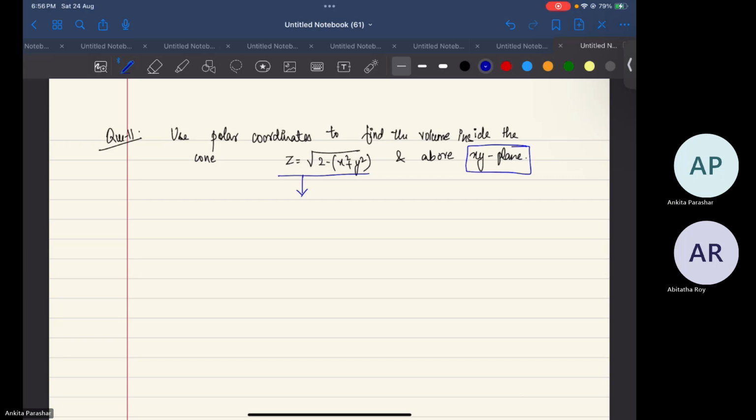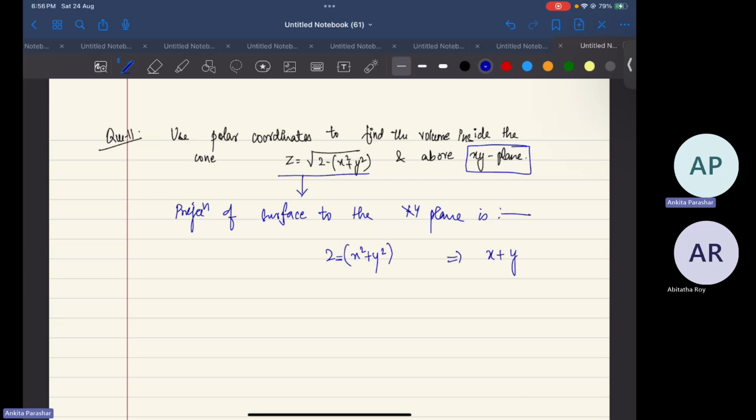So first of all, the projection of the surface to the xy plane is nothing but 2 minus root of x square plus y square equal to 0, or simply this. That means x square plus y square equal to root 2 whole square. So the base is nothing but, if you see the base of your cone, that is a circle. Anyway you draw, when you draw a cone, it is always a circle, right?